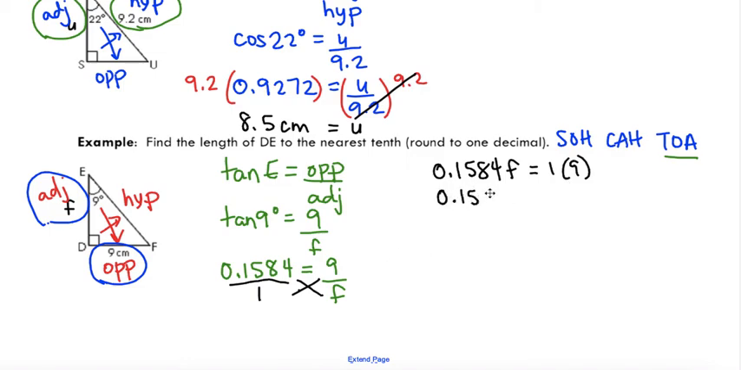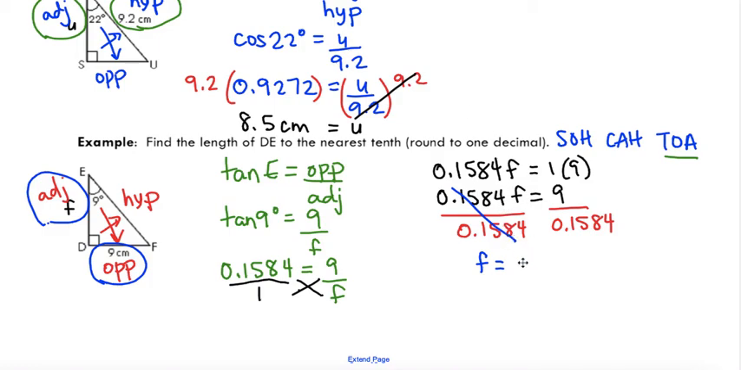From here, I simplify what I have on my right-hand side. 1 times 9 is 9. And then I divide by the coefficient in front of my variable, which is 0.1584, and I do that to both sides, so that they disappear on the left-hand side because this makes 1, so I'm left with 1f or just f. And then I take 9 and I divide by 0.1584, and I get an answer of 56.8, and my units are centimeters.